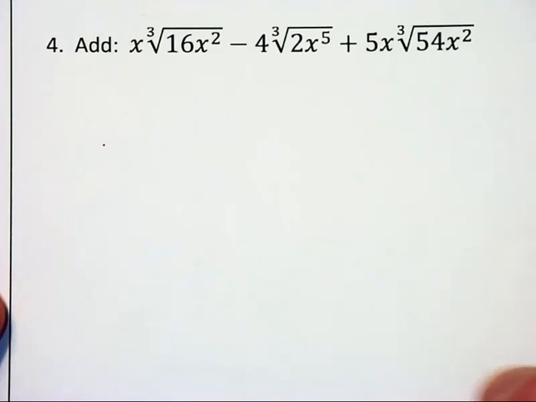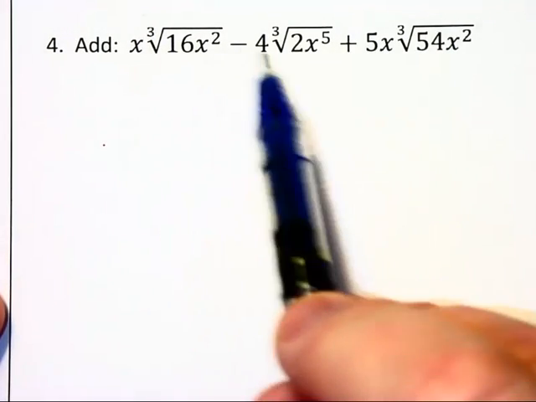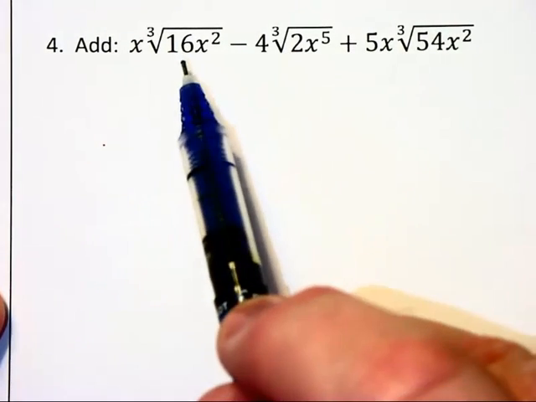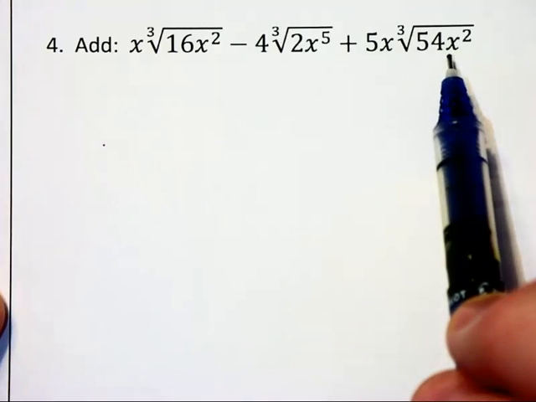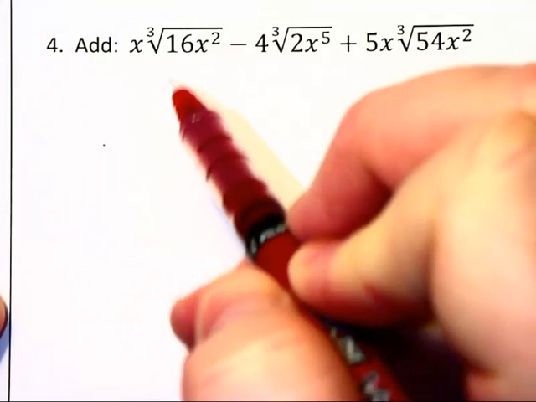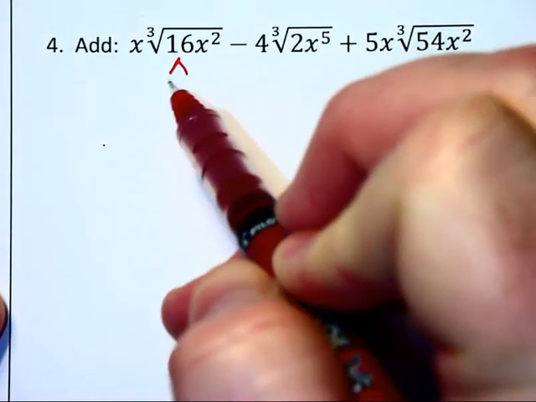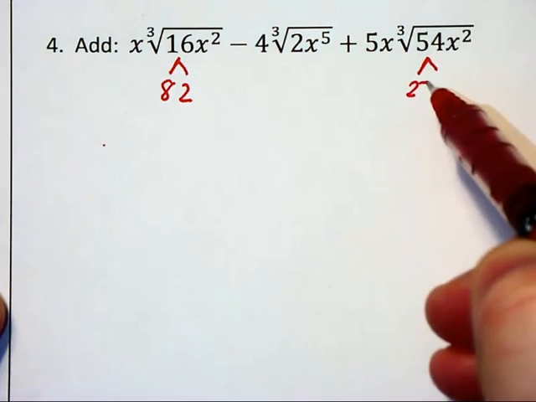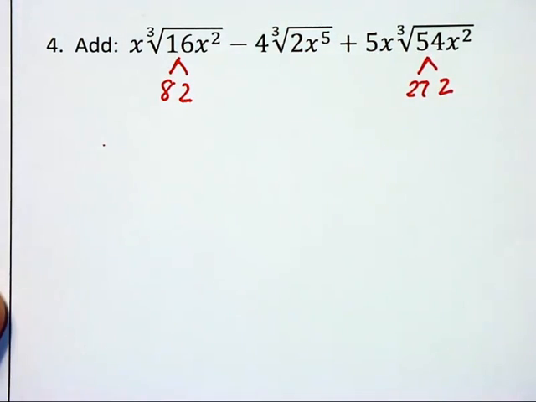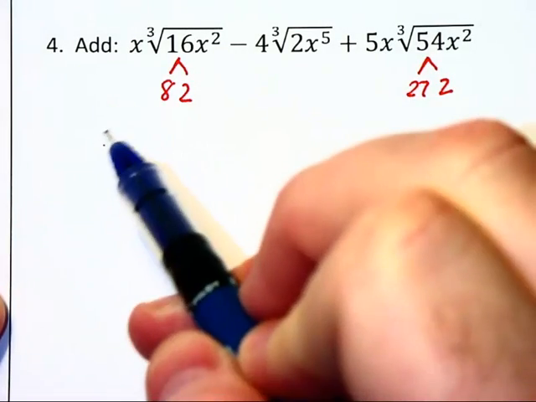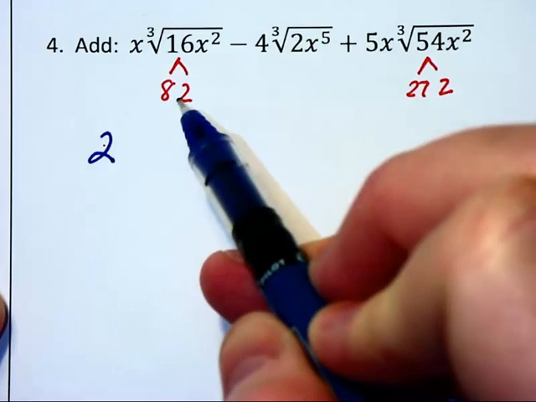When adding radicals, I need to first make sure they're all the same type of radical with the same index. All these are cube roots, and I need to make sure that I have the same radicand, or stuff inside. We need to simplify each of these. This 16 here is an 8 times 2, and this 54 is a 27 times 2. Now, when I cube root the 8, I get 2 coming out, so I will have a 2 on the outside with a 2 left inside.